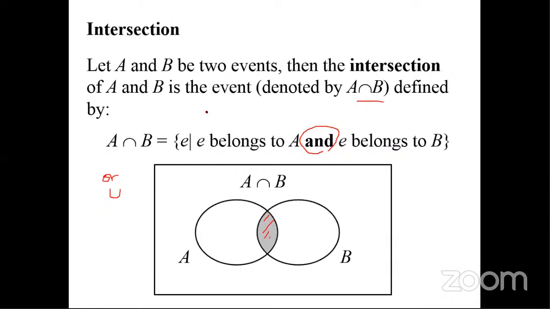We will not dwell on the intersection so much because at least we both know it, but I want you to take note that when you talk about the intersection, we use the "and". Take note of that. A very strong point. When you talk about the intersection, we are talking about the "and".